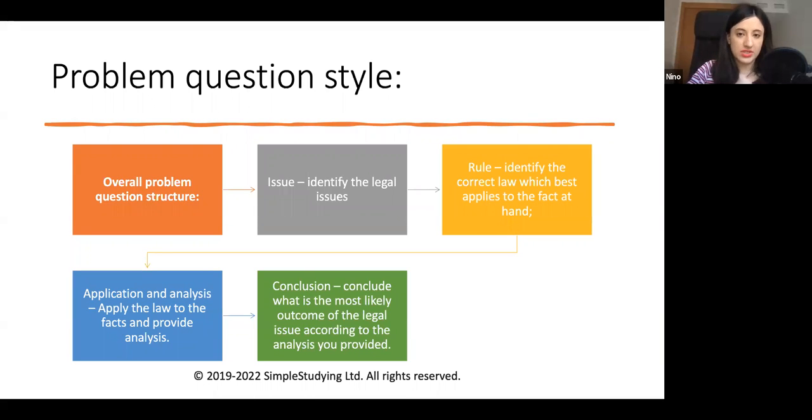It is very important that you identify all the legal issues that arise in the problem question. After identifying the legal issue, you need to say what is the applicable law, apply it to the facts of the case, and then conclude. It is very important that you do this in this order, because if you jump to conclusion and then say what is the law and then do the application, the structure will not be clear and you will lose marks. So it has to be IRAC structure in this order.